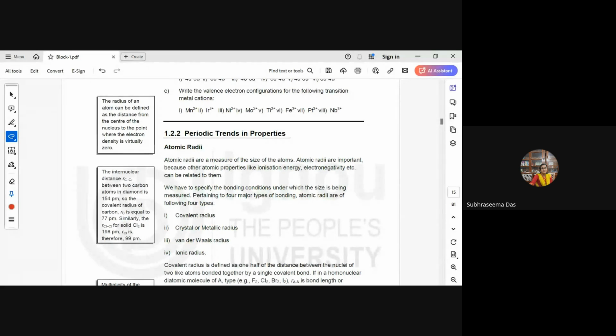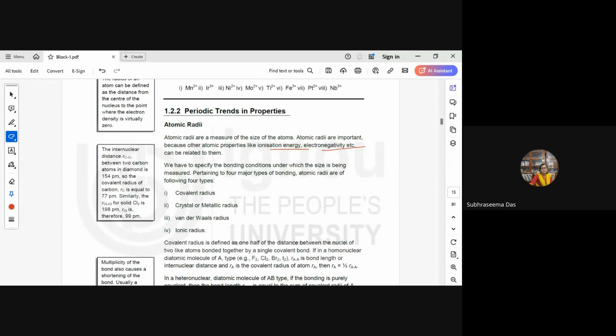Now, as the name implies, atomic radii measure the size of the atoms. These are very important properties because atomic radii are related to other properties like ionization enthalpy, electronegativity, and electron affinity. So there are various factors that are directly dependent on atomic radii. Now, when we consider the radii of an atom or a molecule, they are broadly classified into four types.